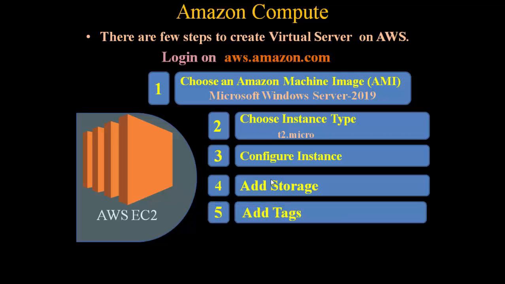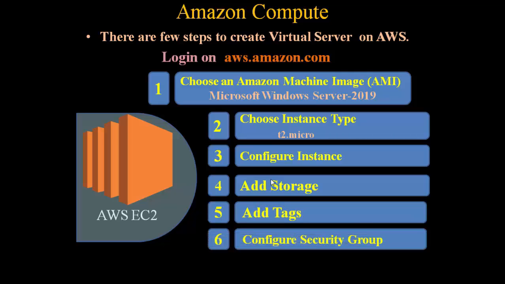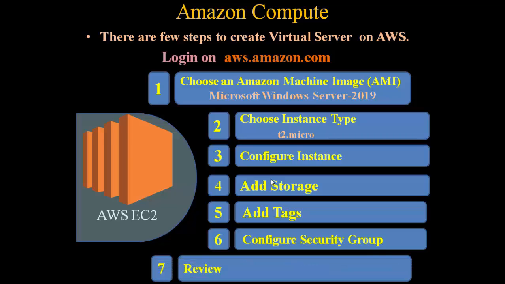Then step number 5, add tags. You can give one tag also. How we can give a tag, that we'll discuss in the demo. Then configure security group. You can create one security group and you can enable some port as per your requirement in this step number 6. And last, that is review.